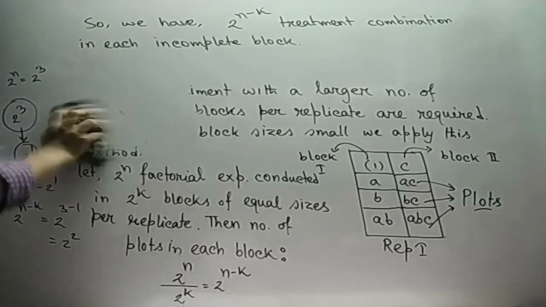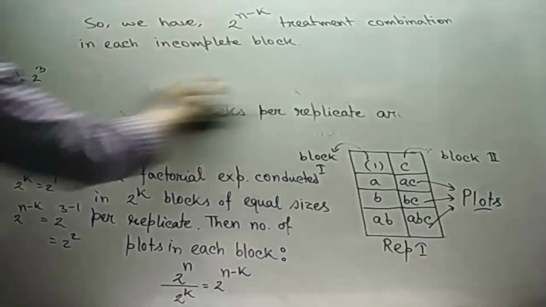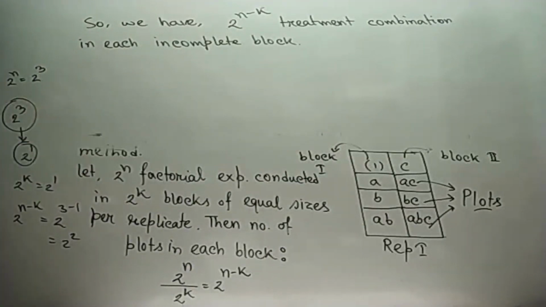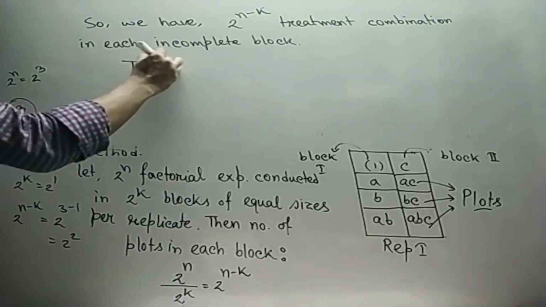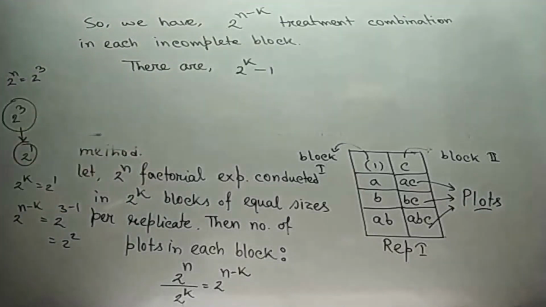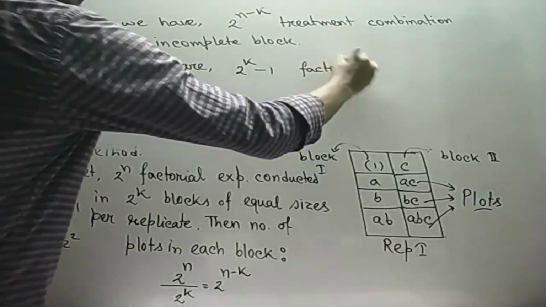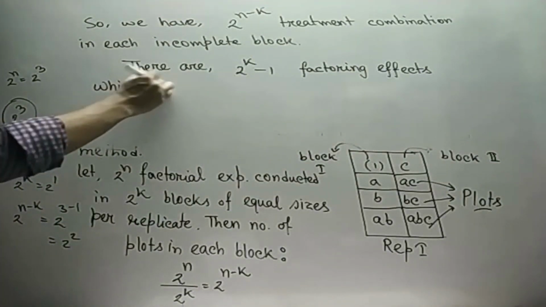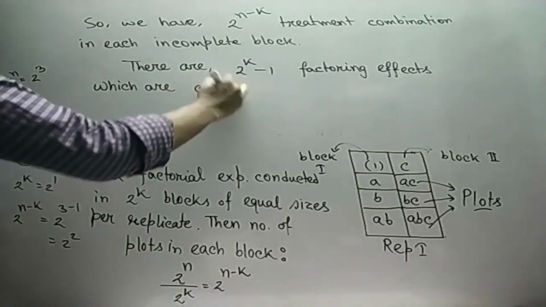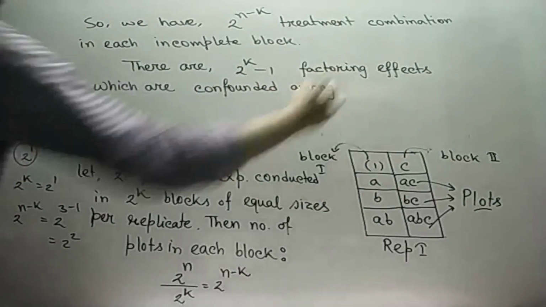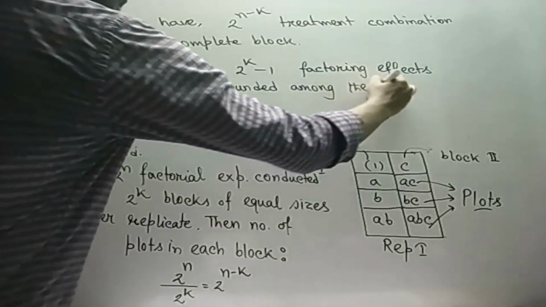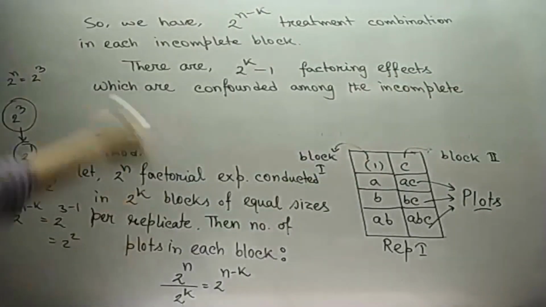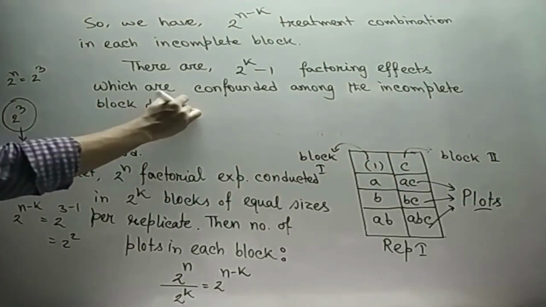Another point you have to keep in mind: if you have a 2 to the power n factorial experiment conducted in 2 to the power k blocks, then there are 2 to the power k minus 1 confounding effects which are confounded among the incomplete block differences.